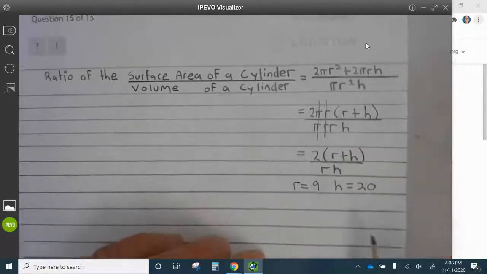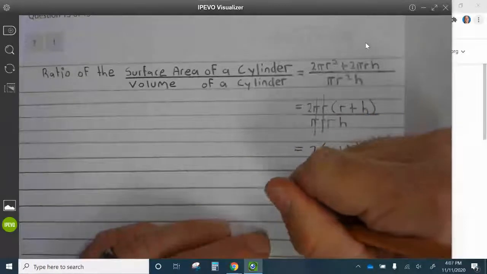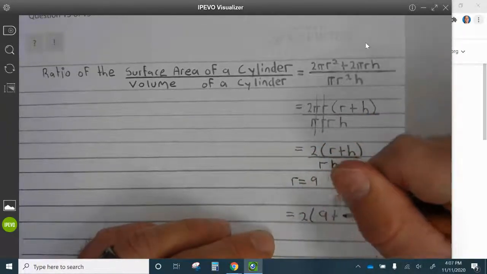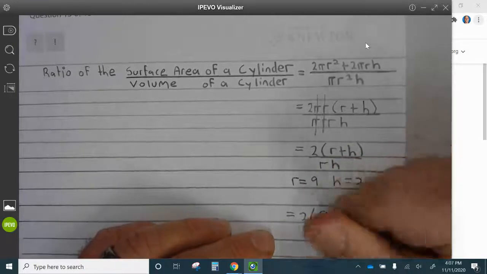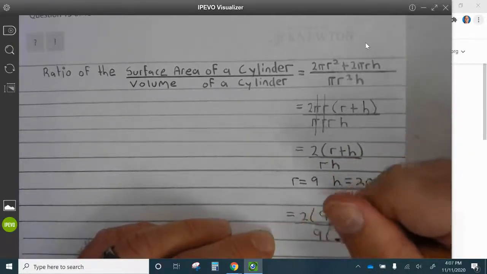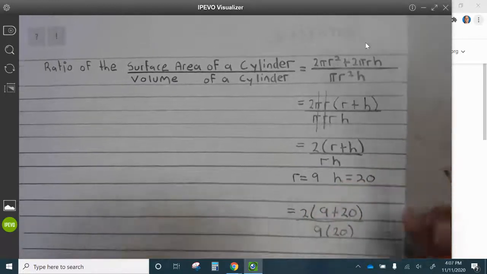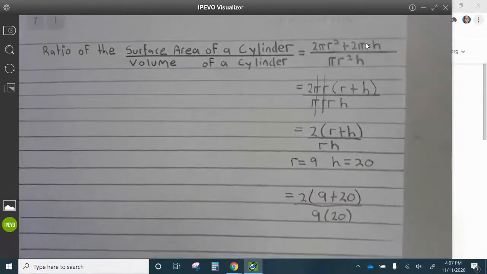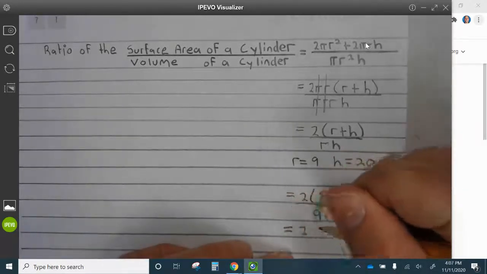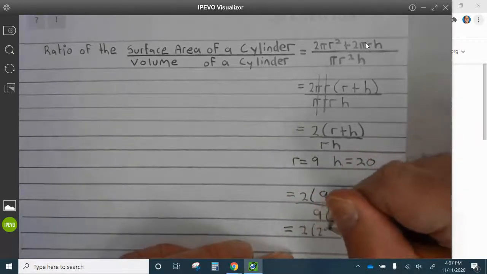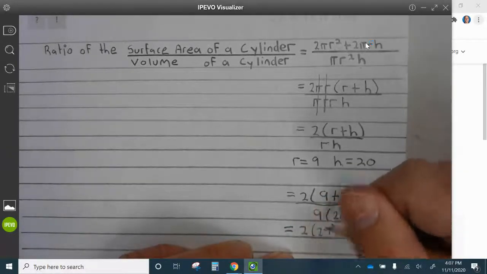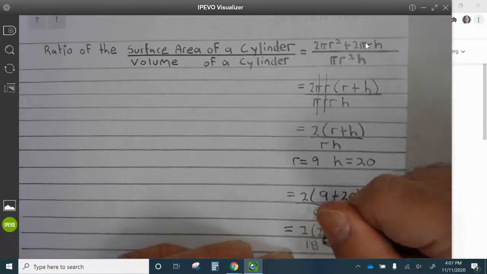At this point, we know that the radius is 9, the height is 20. We're going to plug those numbers in. So that equals 2 times 9 plus 20 divided by 9 times 20. So then that equals 2 times 29 divided by 9 times 20, which is 180.